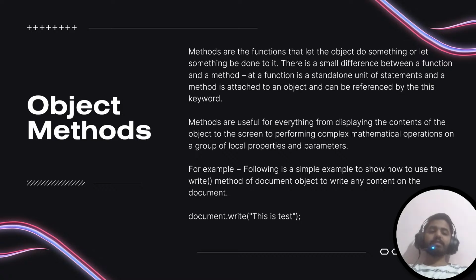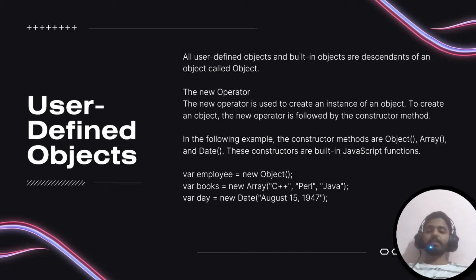A function is a standalone unit of statements, whereas when we create a function for a particular object, then it's called a method, correct? The methods are useful for everything from displaying the contents of the object to the screen to performing complex mathematical operations on a group of local properties and parameters. So it is very useful. For example, following is a simple example to show how to use the write method. We already did that. Let's move on.